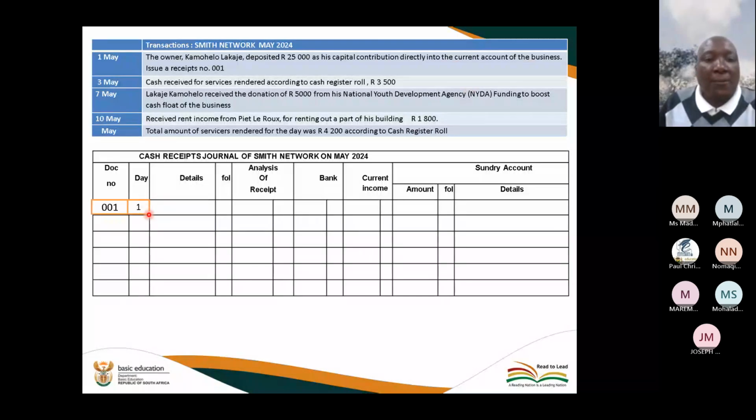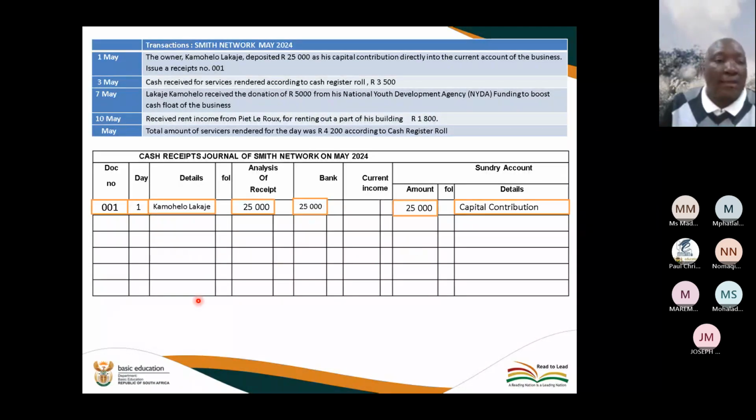On the first day, Kamohelo Lakaja, 25,000, and then the money is transferred to the bank account, 25,000, and then to the sundry account, 25,000, as capital contribution. You will see this one differs from the second one. I did that deliberately.